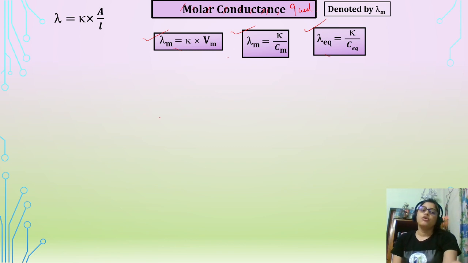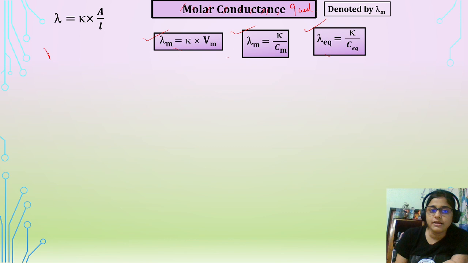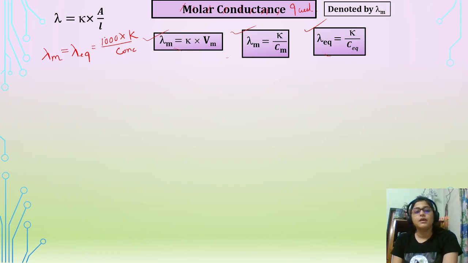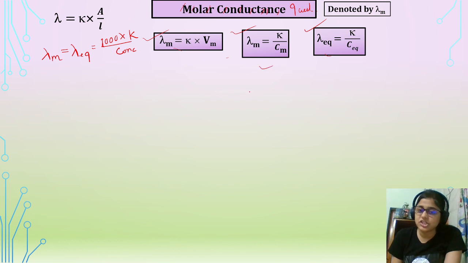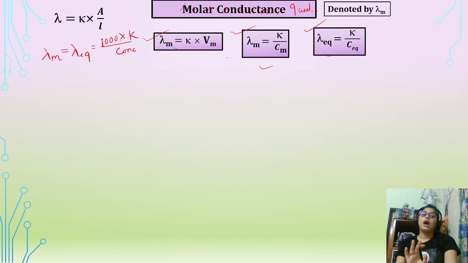Sometimes you have seen that in the expression of lambda m or lambda equivalent, the expression is like 1000 into kappa by concentration. But I have told you that this is the formula. So which one is correct? I will tell you that both are correct, but it depends on the unit of the concentration and kappa, mainly the concentration.